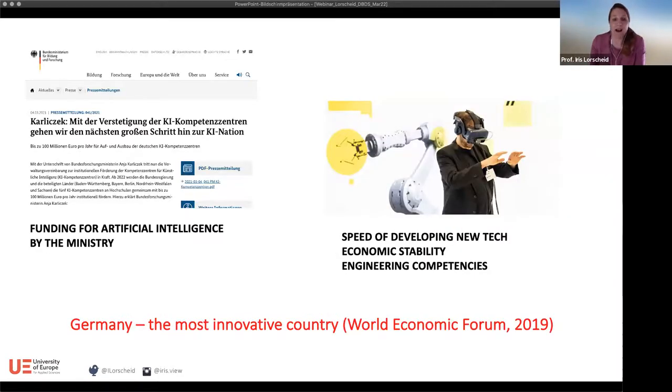We in Germany are the most innovative country, according to the World Economic Forum 2019. For this whole area of data science, we have a good precondition because we are very fast in developing new technology. We are an economically stable country, one of the most stable countries in Europe, and we have traditionally high engineering competencies. Our expertise in engineering is traditionally high.